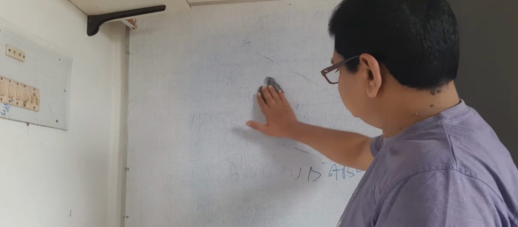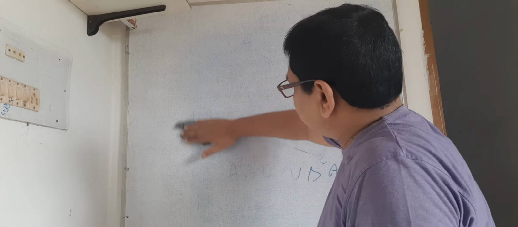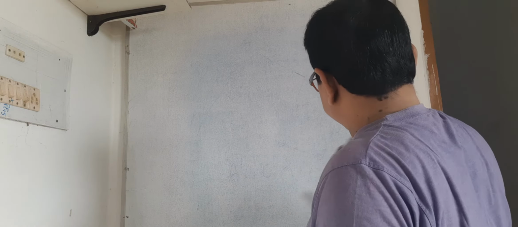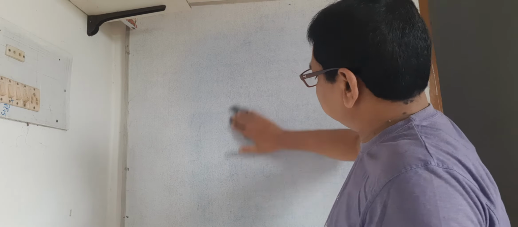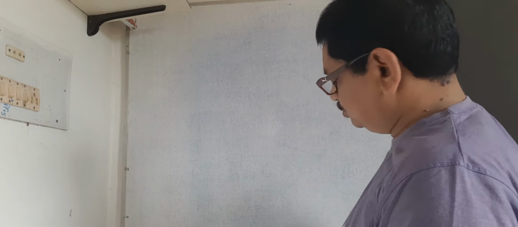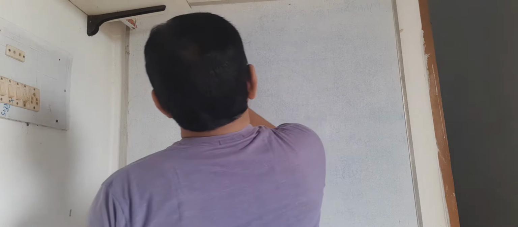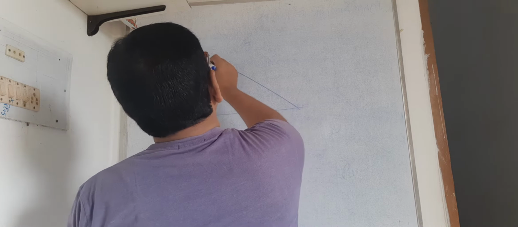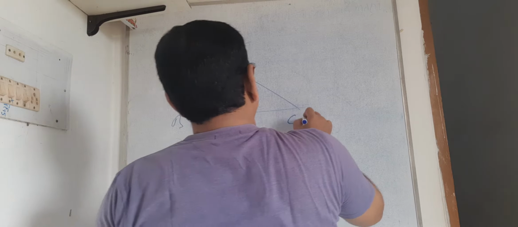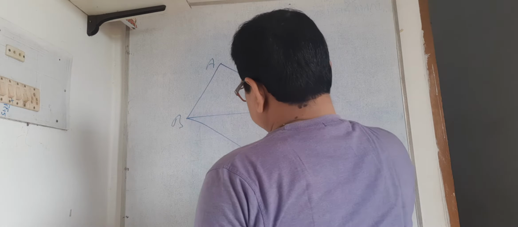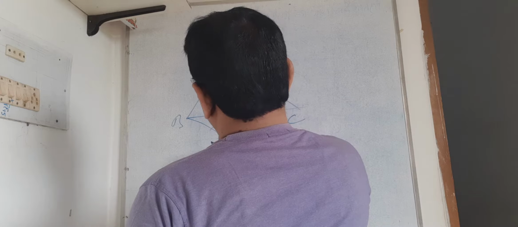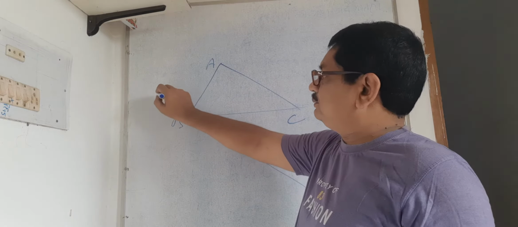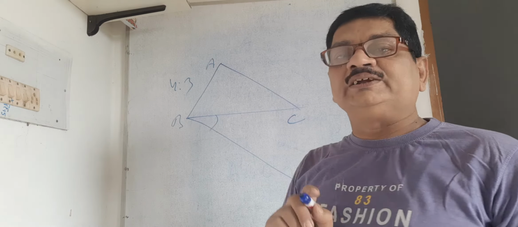So only a little difference is here, and both these constructions are very important from examination point of view. So what we'll do here, just imagine we have got a triangle ABC. Same thing will be repeated. We will draw a line like this. Suppose our ratio is 4:3.